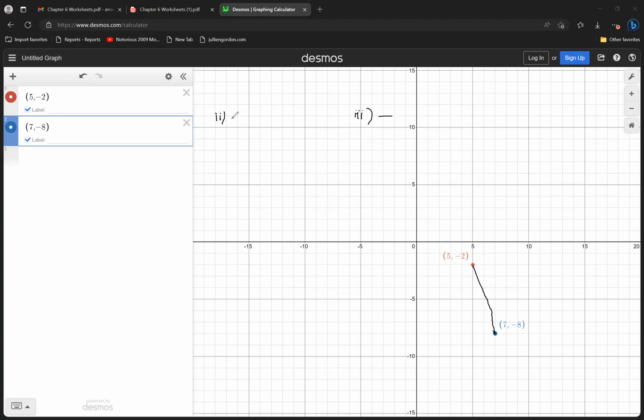Negative 8 minus negative 2 over 7 minus 5. Okay. Simplify. What's negative 8 minus negative 2? Negative 6. Good. Over 2. And what is that? What's negative 6 over 2? Negative 3. There's your negative sign. Okay. Any questions on that one? No. All right. So we're done with that part of the homework. All right, let's see what else you got.